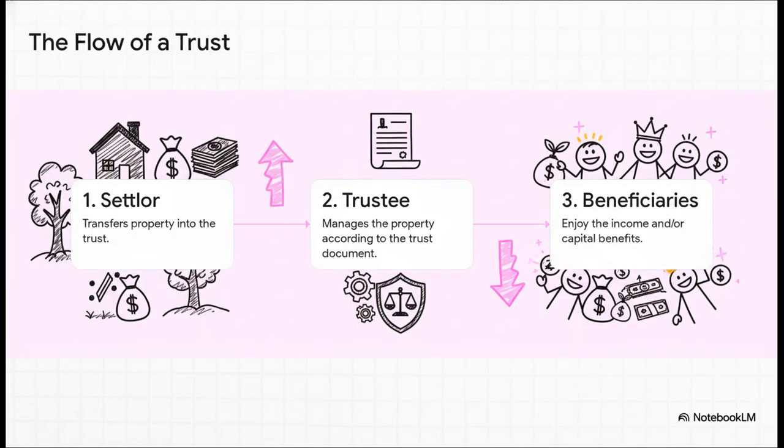And here's how that relationship flows in practice. It's a pretty straightforward three-step process. First, the settlor puts assets into the trust. This could be anything, really: cash, stocks, real estate. Step 2, the trustee takes control and manages those assets according to a very specific rule book called the trust document. And finally, Step 3, the beneficiaries get to enjoy the rewards, whether that's income from the assets or the assets themselves. It's a really clear chain of responsibility and benefit.